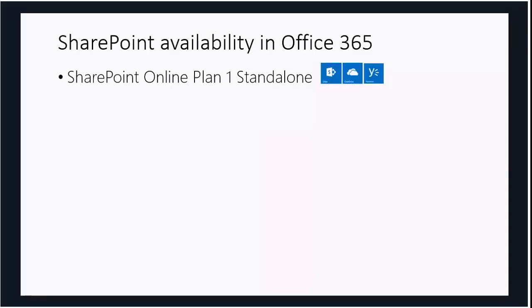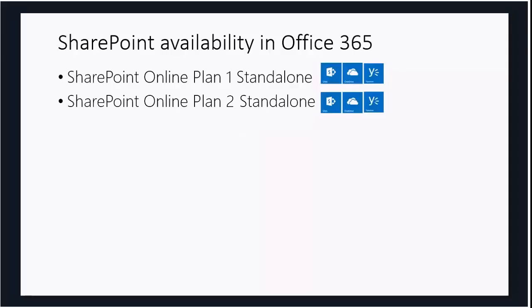So what plans include SharePoint in Office 365? The first place to start is that you can buy SharePoint as a standalone product, with either Plan 1 features or Plan 2 features. So no email, no Skype for Business, basically standalone plans. As I've got the icons here, that will include a SharePoint team site, OneDrive for Business, and also Yammer in both plans.